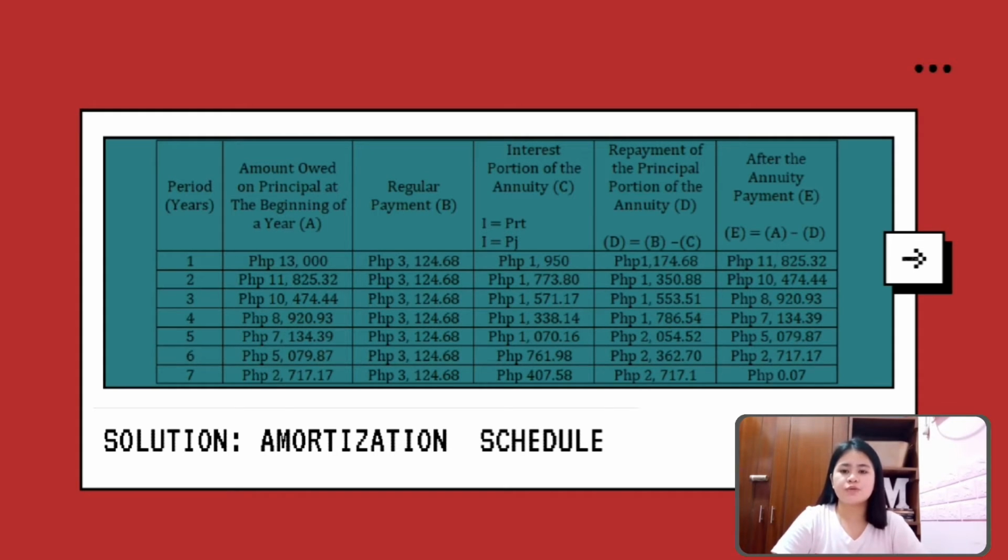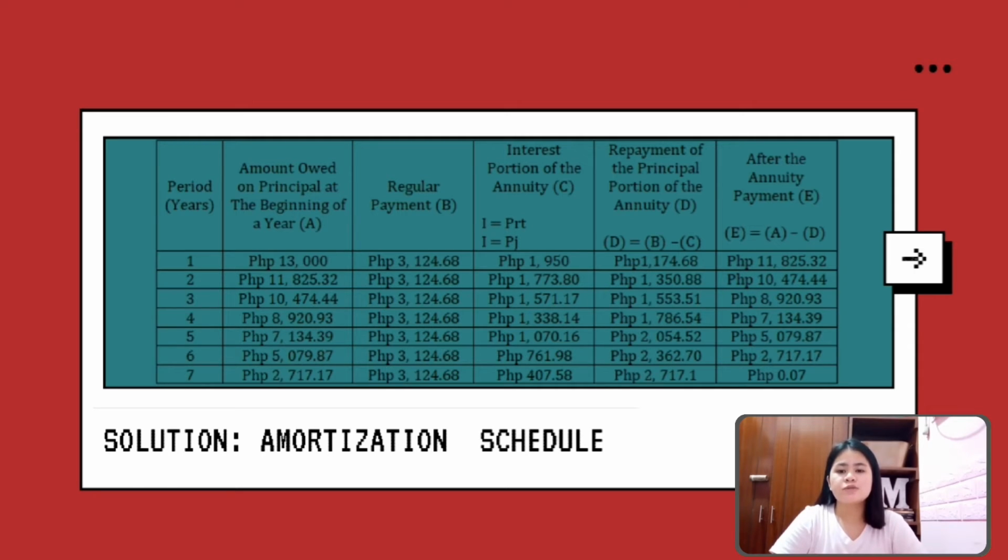We need to have 8 rows and 6 columns. List down the years 1 to 7 in the 7 rows. In getting the amount owed on principal at the beginning of a year, column A, year 1 should include the principal amount of 13,000, followed by the amount after the annuity payment of column E, which is 11,825 pesos and 32 centavos. Continuing the process, the amount owed on principal at the beginning of year 7 will be 2,717 pesos and 17 centavos.